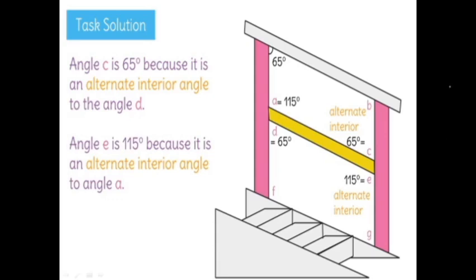Here is the solution of our given task. Angle A is 115 degrees, angle C is 65 degrees, angle D is 65 degrees because it is the corresponding angle to 65 degrees. Angle C is the alternate angle of angle D. Angle E is 115 degrees because it is the alternate angle of angle A, and angle F is also 65 degrees. Angle B is 115 degrees. So this is the solution. Thanks.